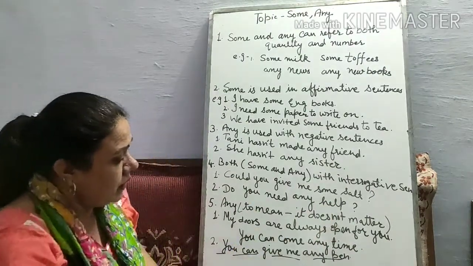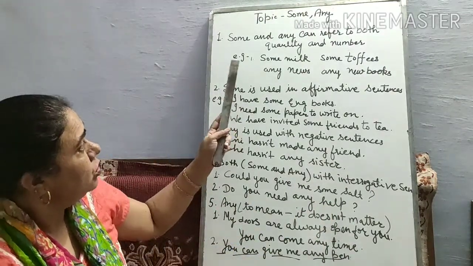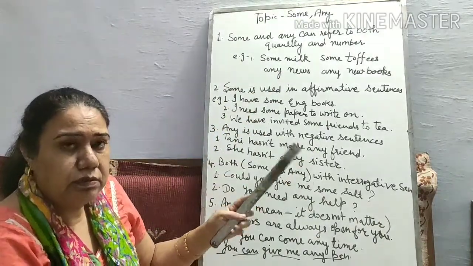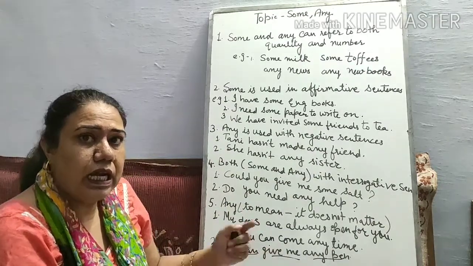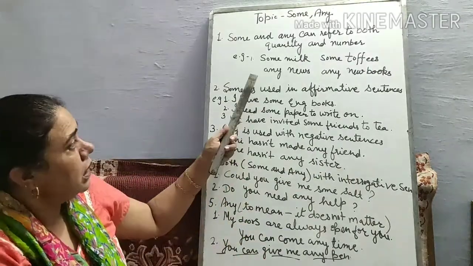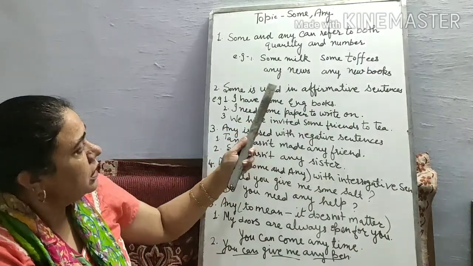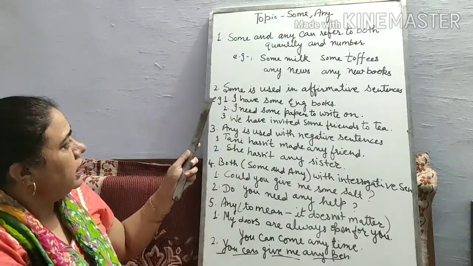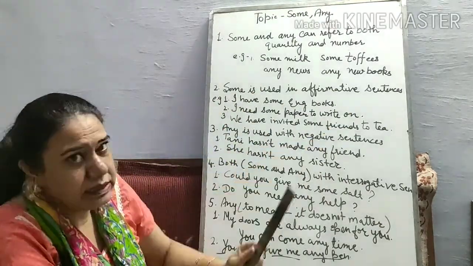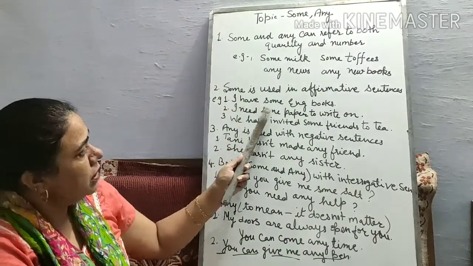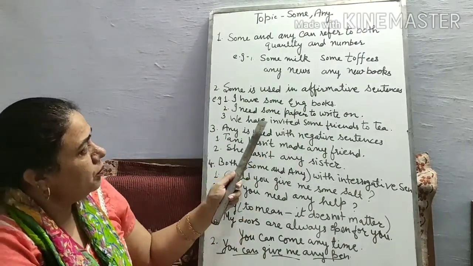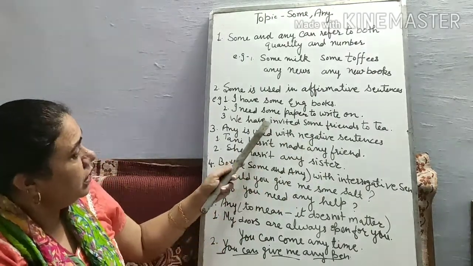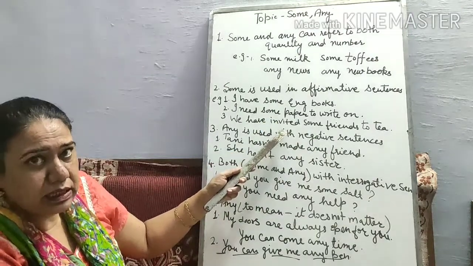So you understood it. I am recalling it again. Some and any can refer to both quantity and number. It means we can use them with countable and uncountable nouns. For example, some milk, some toffees, any news, any new book. So this is the first reference. Second, it is used in affirmative sentences. For example, I have some English books. I need some paper to write on. We have invited some friends to tea.